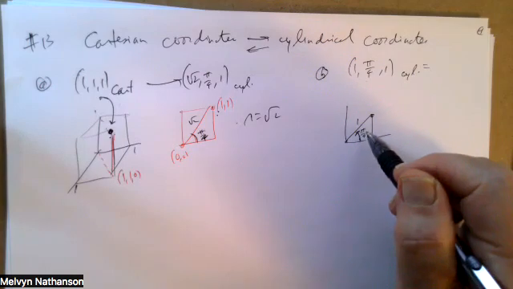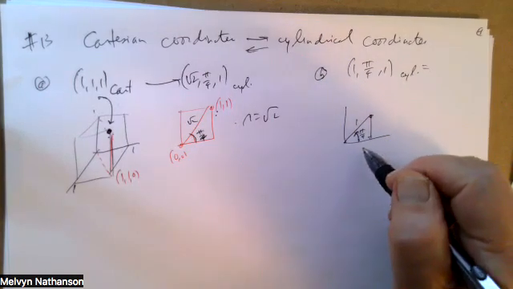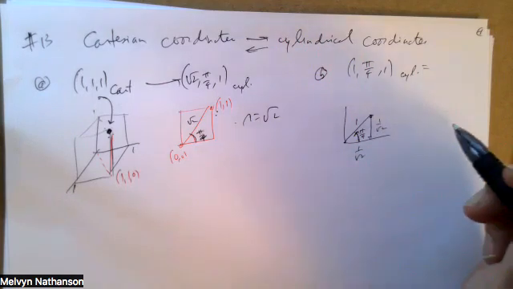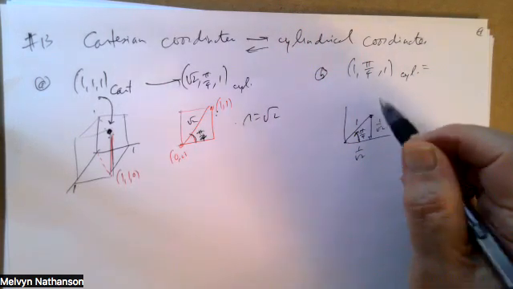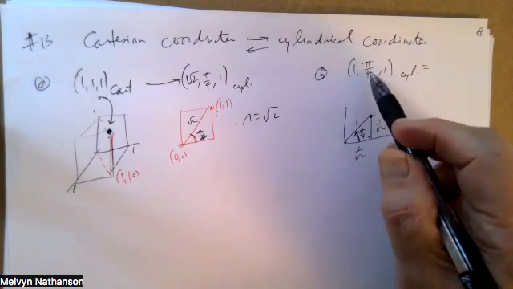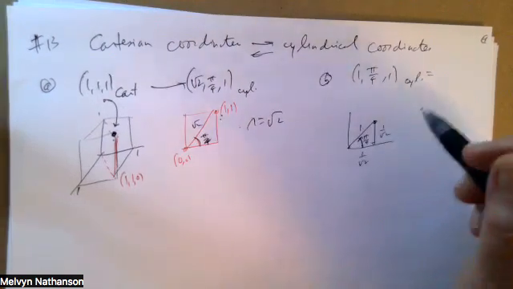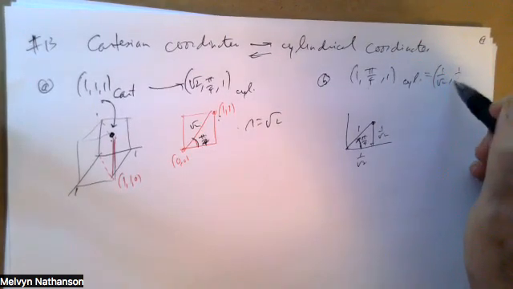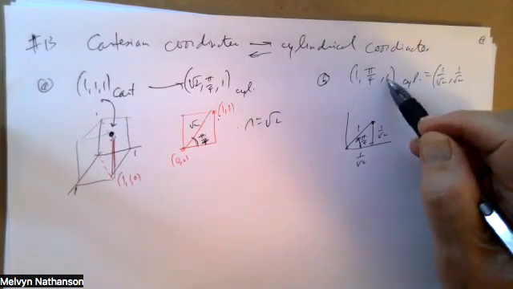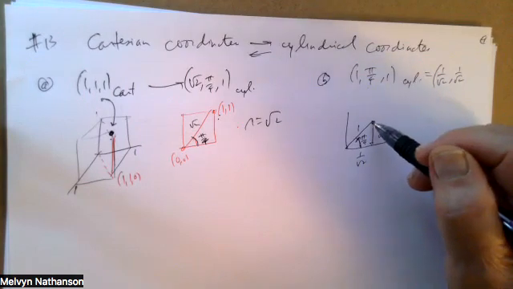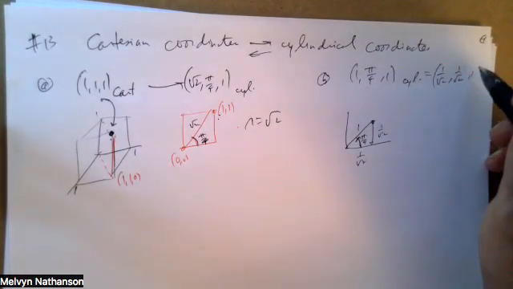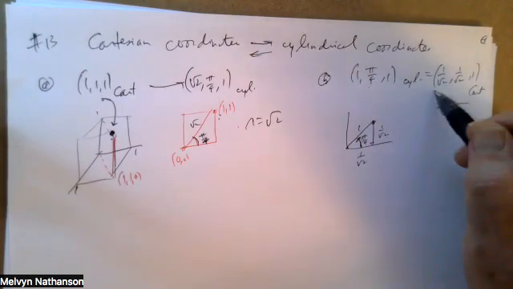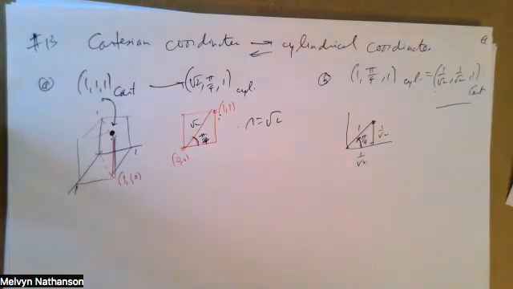So I have this isosceles right triangle. The sides will be 1 over root 2, 1 over root 2. So the xy coordinates of the projection of this point down into the xy plane are 1 over root 2, 1 over root 2. And this z is just the rectangular Cartesian coordinate of the point. That doesn't change, it's 1. So the Cartesian coordinates are 1 over root 2, 1 over root 2, 1.